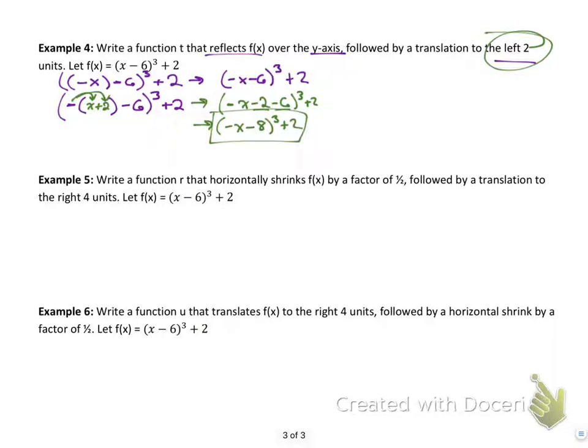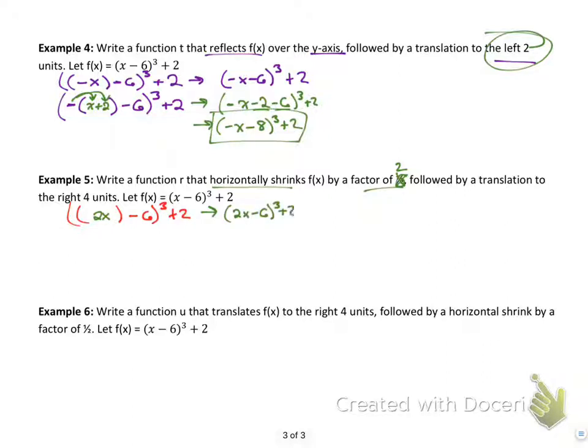2 more. We've got a horizontal shrink by a factor of 1/2. Well, that 1/2 is going to change to a 2, and it goes inside, so we need to set up an inside. So, original equation is with a parentheses instead of x. So, parentheses minus 6 cubed plus 2. We're horizontally shrinking by a factor of 1/2, so it becomes 2x in here, right? And remember, that's multiplied. Now, when I simplify it, I'm just going to end up taking away the parentheses. There's nothing else I need to do, so it's just 2x minus 6 cubed plus 2.